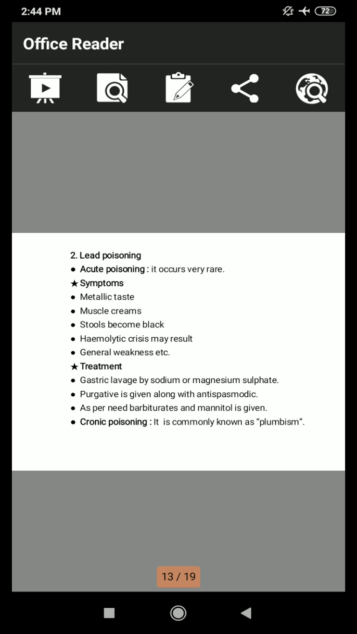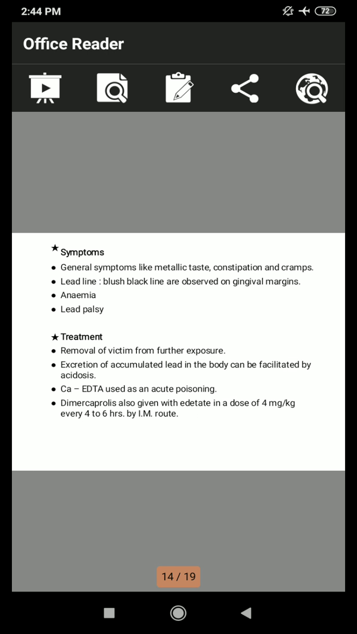Then symptoms. General symptoms like metallic taste, constipation and cramps. Then lead lines, that is bluish black lines, are observed on the gingival margins. Then anemia, microcytic hypochromic type of anemia with punctate basophilia. Then lead palsy, which is characterized by muscle weakness.